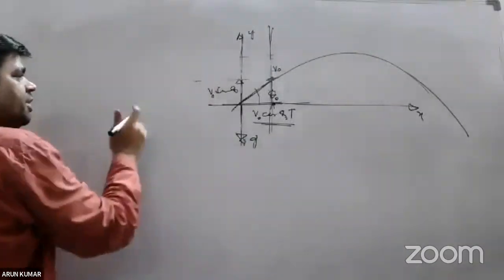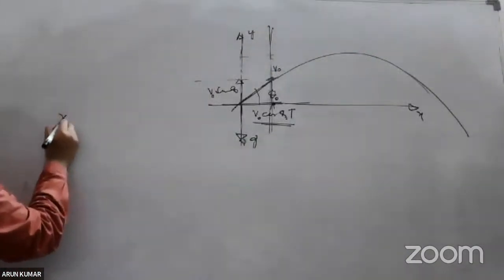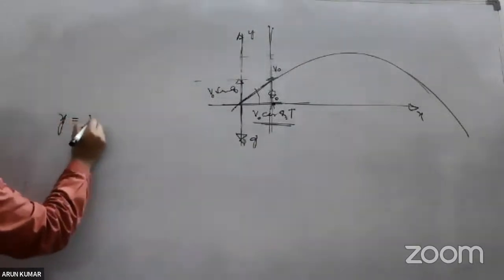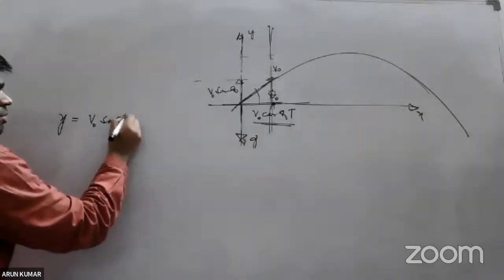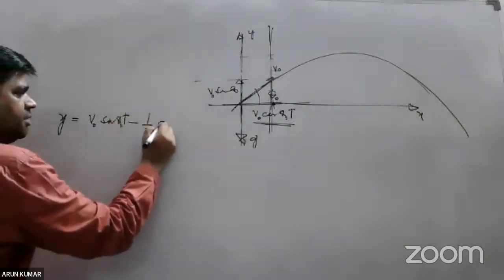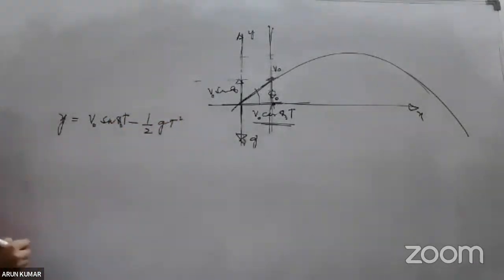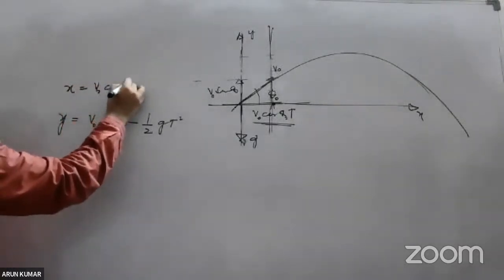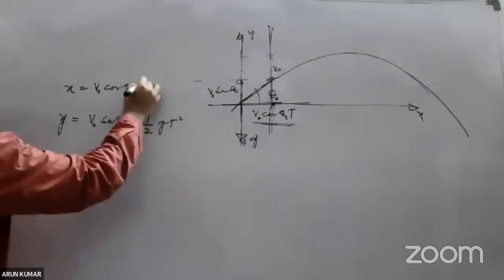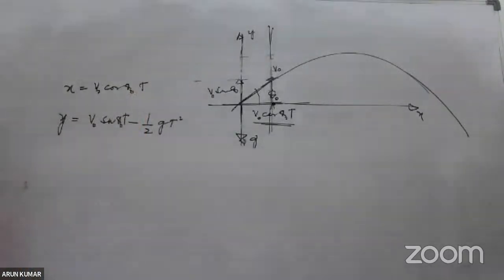Okay. So what does the vertical motion look like? y is equal to v naught sin theta t minus half g t square. Is that right? Yes, sir. What is the horizontal motion? x is equal to v naught cos theta into t. Now I have to eliminate t.